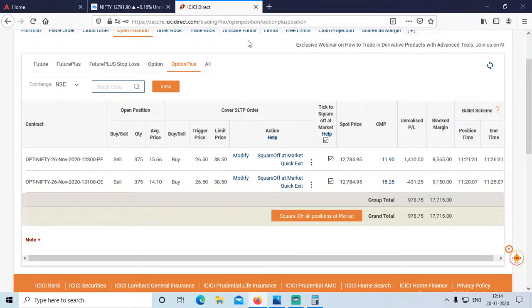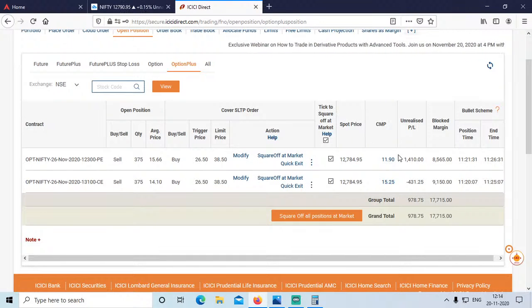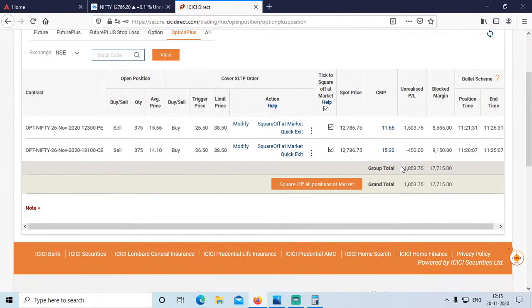Now the time is 12:14. Market is moving a little positive. 12,791. Let us check. Our overall profit is 978. Let me refresh it. Okay, from 978 it got increased to 1053.